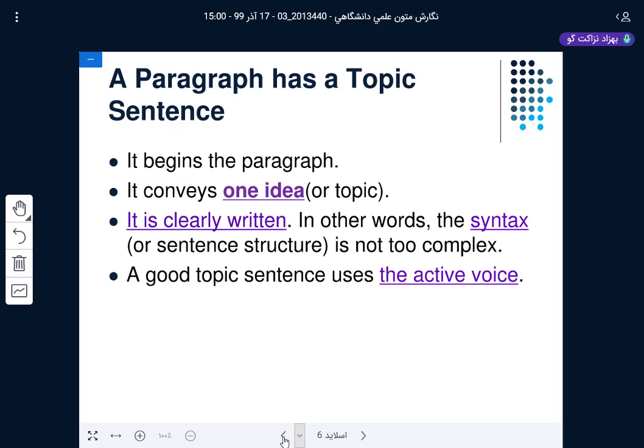This is the place for the topic sentence in academic writing, but sometimes it is implied. There is no topic sentence in the introduction paragraph. Sometimes it is the last sentence in the introduction paragraph, or, let's say, in the first body paragraph.